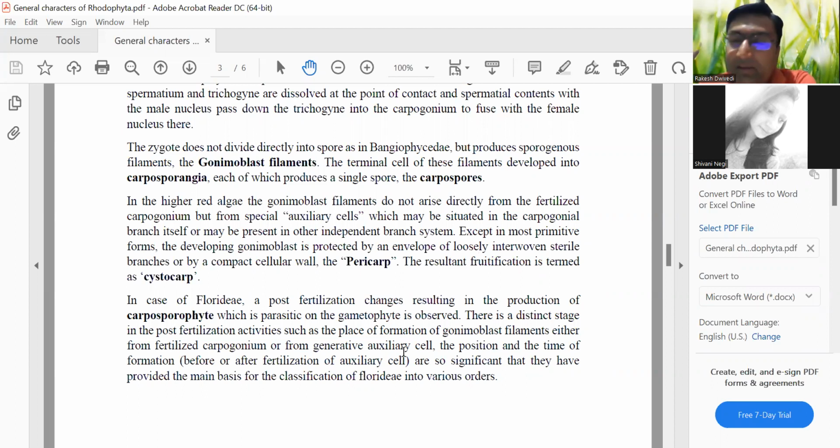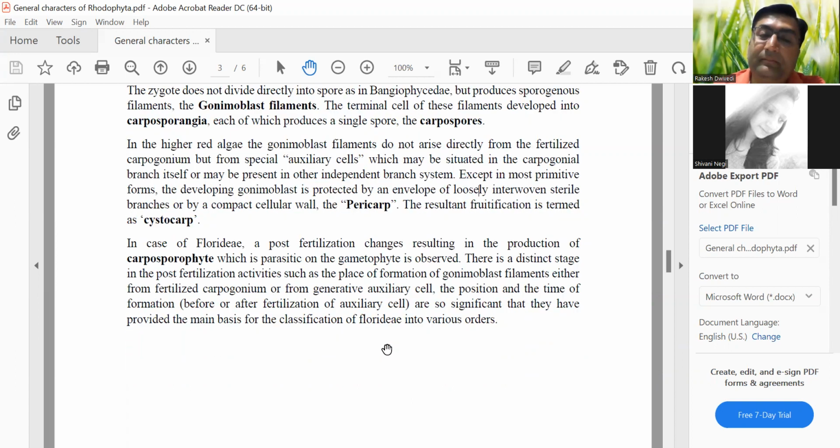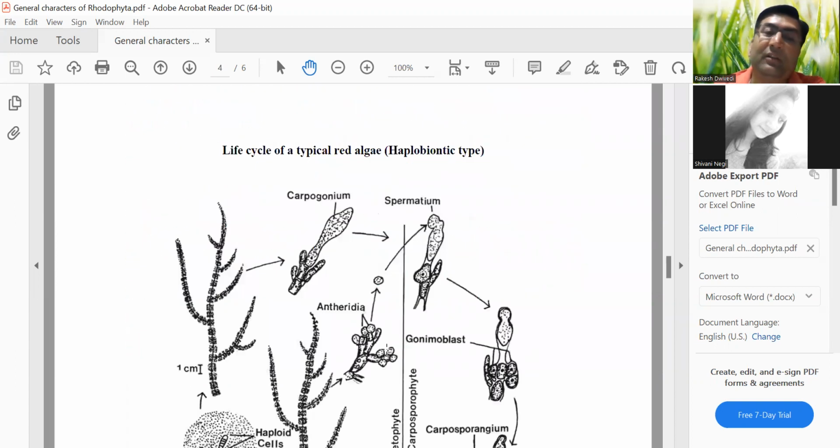into the different orders. कि जो कार्पोगोनियम है किस सेल के साथ फ्यूज होकर के गोनिमोब्लास्ट फिलामेंट्स बना रही है, ये इतना इंपॉर्टेंट और इतना प्रोमिनेंट फीचर है रेड एल्गी का कि ऑन दिस बेसिस द ग्रुप Floridiophysidae has been divided into various orders where the post fertilization changes play important feature into the life cycle of these red algae, and it is peculiar for a particular group.